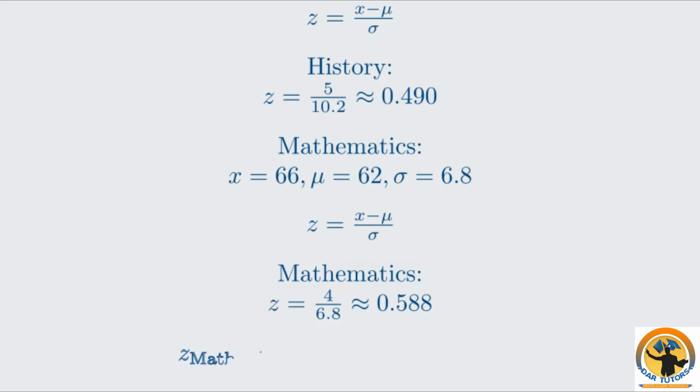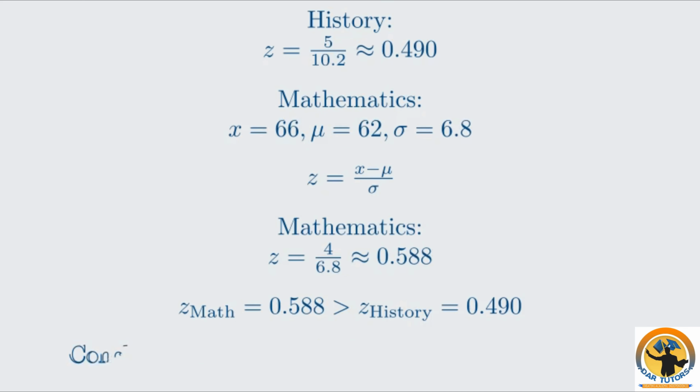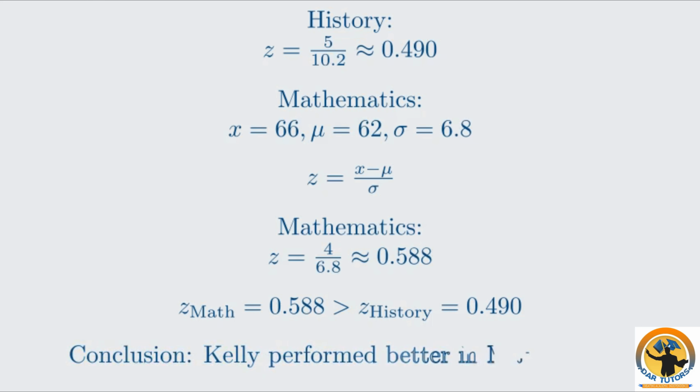Now we can compare the z-scores. 0.588 is greater than 0.490. Although her percentage was lower, Kelly's mathematics score was better compared to the rest of her class because it was further above the mean in terms of standard deviations. It tells us she was more outstanding in math.